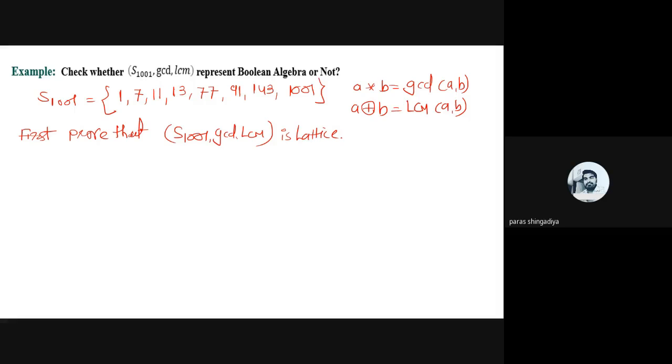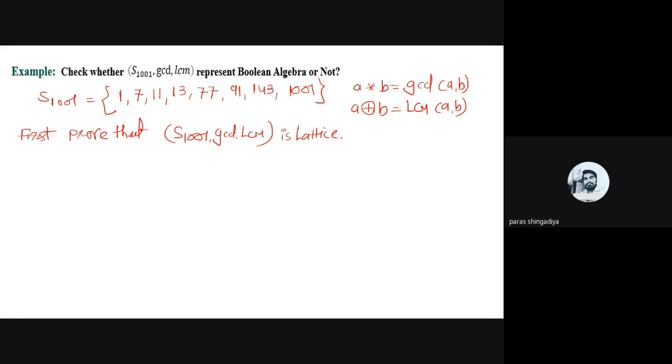ठीक है, पहले आपको lattice prove करना है, and you can easily prove it same as example number 1. ठीक है, जो हमने prove किया है कि S30 GCD LCM is a lattice or not, same data will be used here. Okay, just interchange S30 by S1001. There is no other argument required. And then after, we'll prove whether it is a complemented lattice or not.